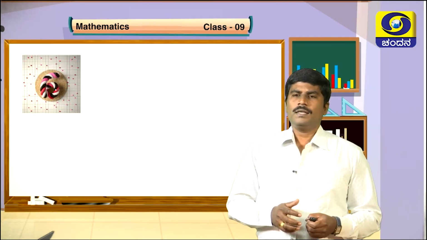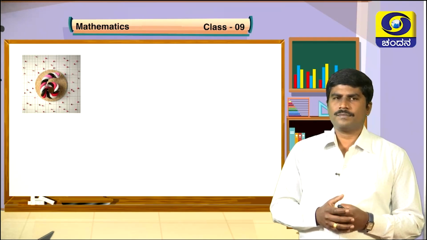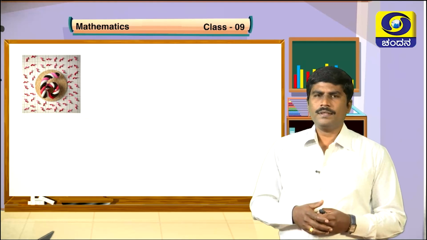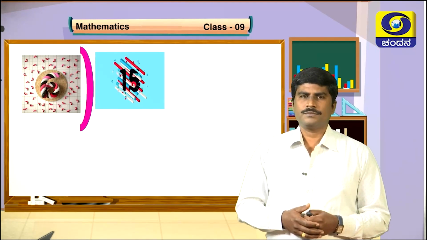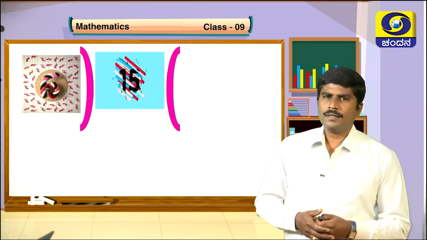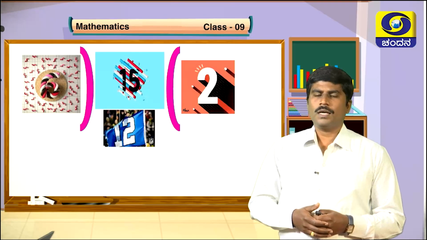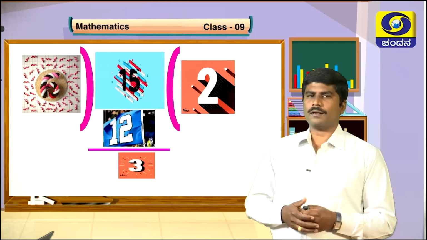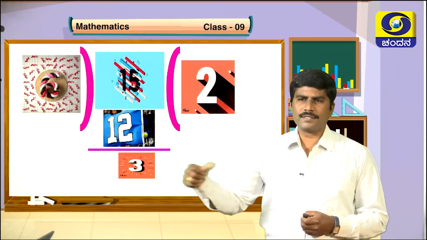Now let us understand the normal division process. How are you going to divide a number? Let us take one example: 15 divided by 6. If you divide 15 by 6, you get the quotient 2 and the remainder 3. 6 twos are 12, and 15 minus 12 gives the answer 3.